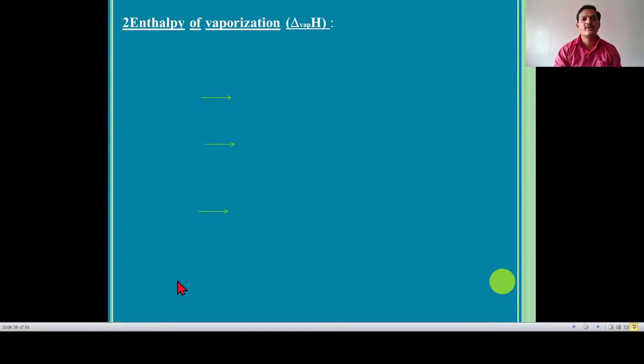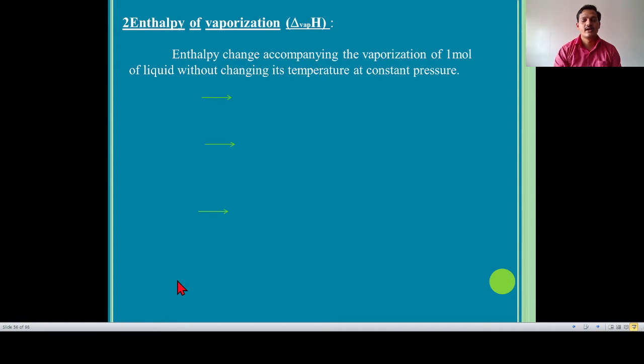Number 2, enthalpy of vaporization. Let us see the definition. Enthalpy change accompanying the vaporization of 1 mole of liquid without changing its temperature at constant pressure. Vaporization means the liquid phase is converted into its vapor or gaseous phase. When 1 mole of liquid is converted into its gaseous phase, that enthalpy change is called enthalpy of vaporization.